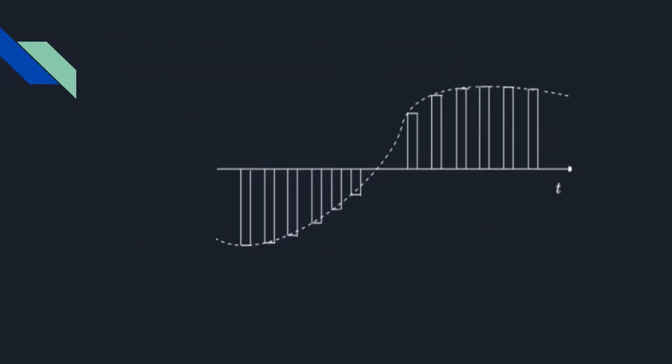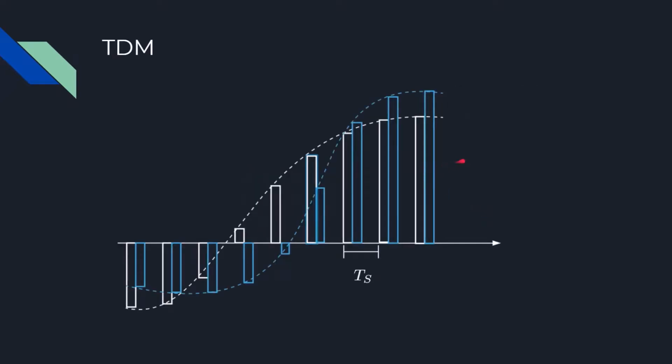Now we can see that the sampled PAM waveform is off for most of the time. During the off period, the channel can be used to transmit samples of other waveforms. The concept of merging samples from several signals into a single waveform is called time division multiplexing.